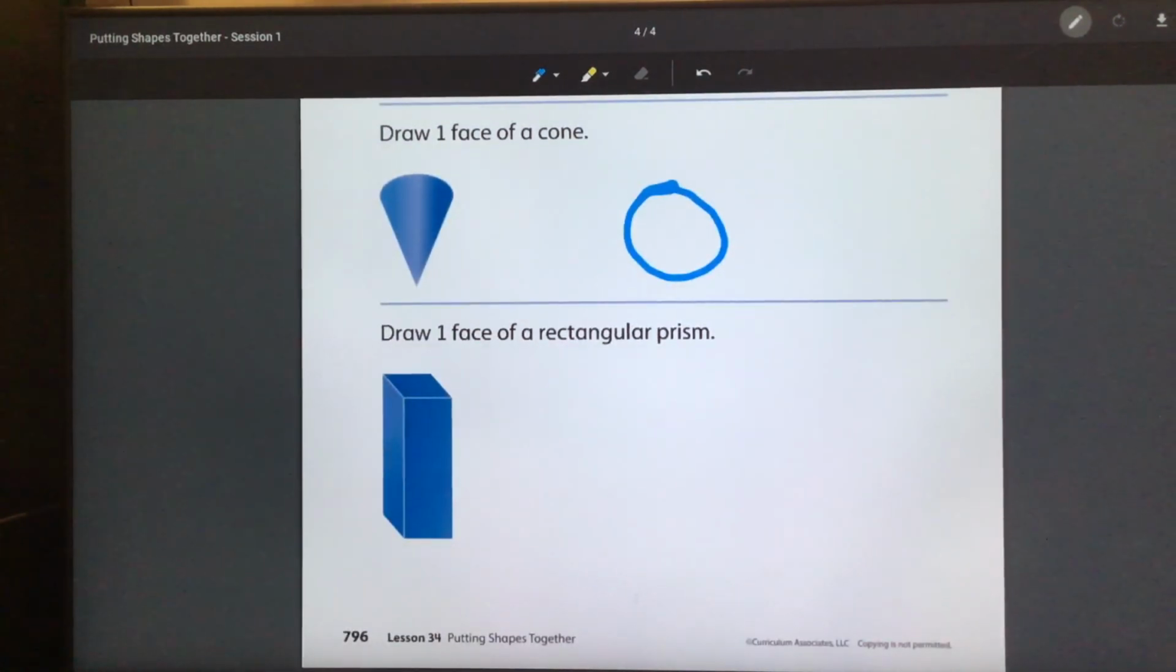And then it says to draw one face of a rectangular prism. And we talked about this on the other page. A rectangular prism could either have a square face or a rectangular face. So you could draw either one because it says just to draw one. So I'm going to draw a rectangle. Okay, that is the end of session 1 for lesson 34.